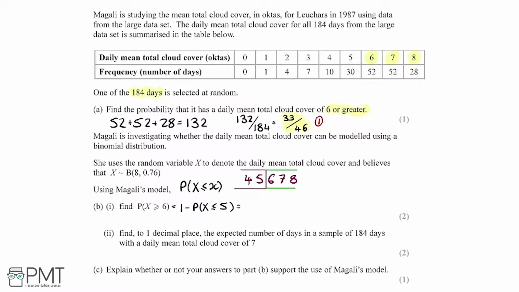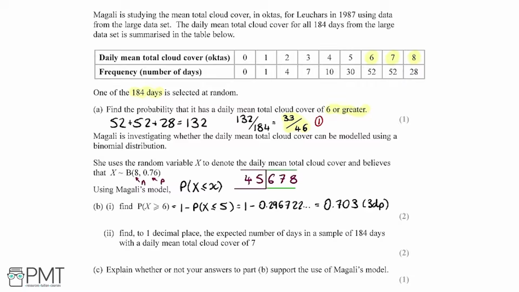So going into the binomial CD menu in our calculator, we can input our upper value as 5 and look up at the distribution used. We can see we're going to input n to be 8 and p, so the probability, to be 0.76. So doing that, we're going to get 1 minus the value that the calculator gives us, 0.296722... And if we evaluate this, that gives us 0.703 to 3 decimal places.